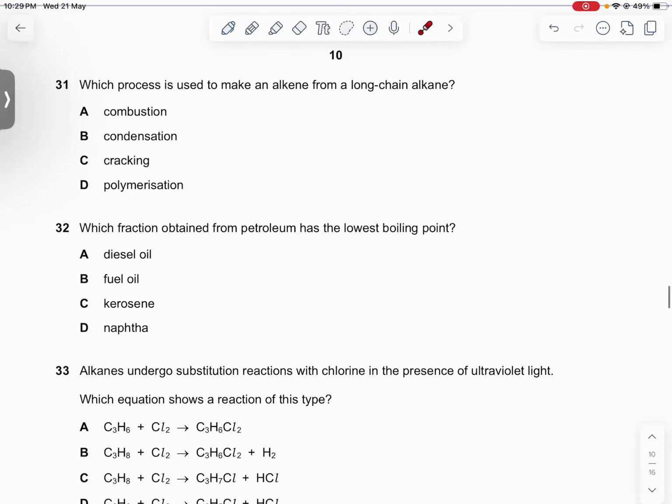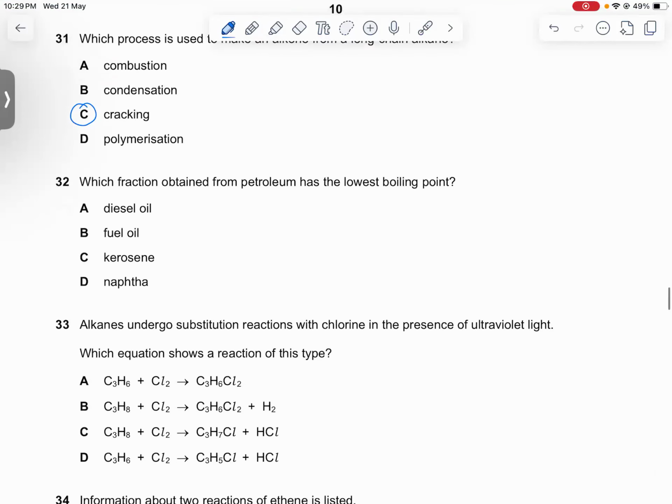Question number 31. Which process is used to make an alkene from long chain alkanes? It's called cracking. Alkenes are made from alkanes by cracking. Next question. Which fraction obtained from petroleum has the lowest boiling point?